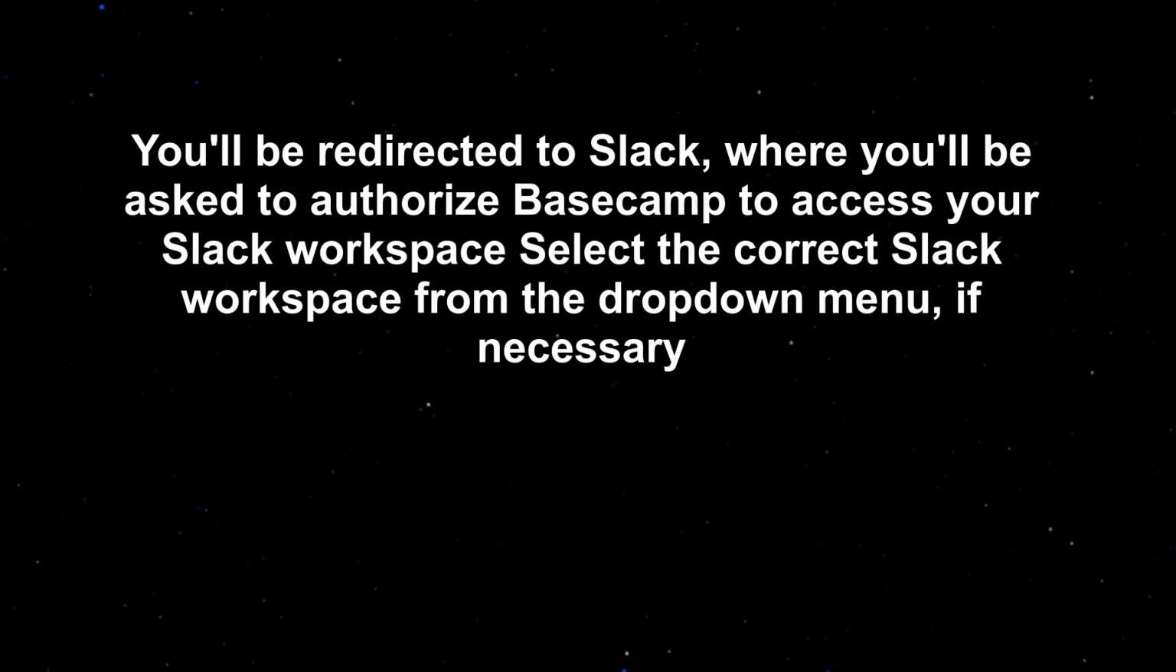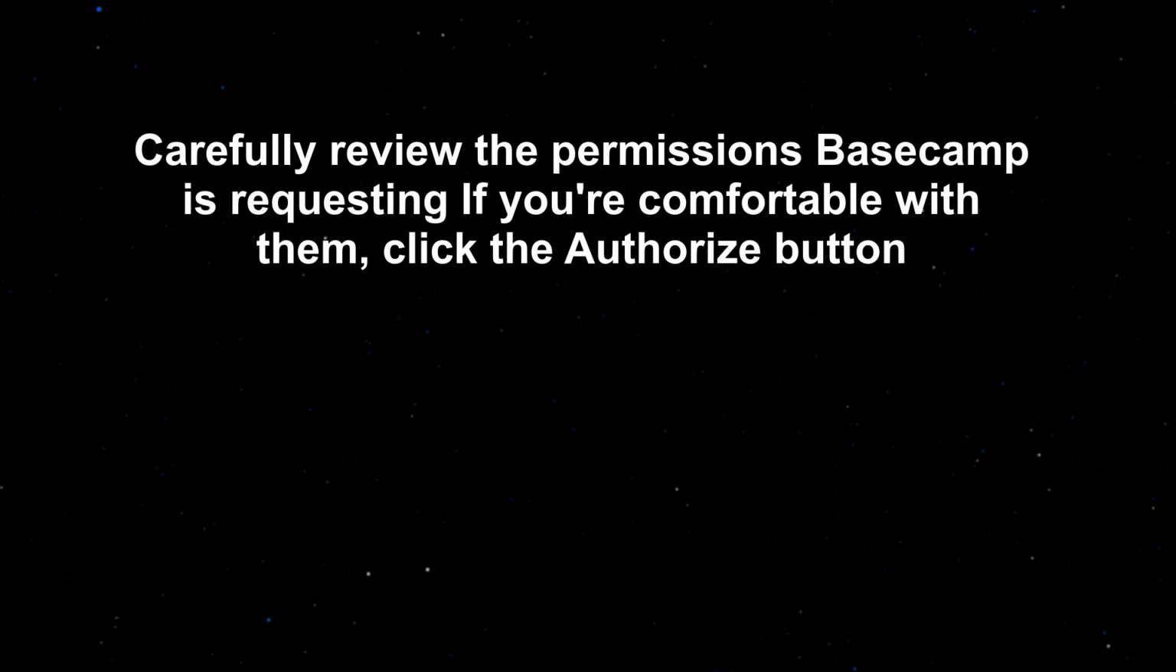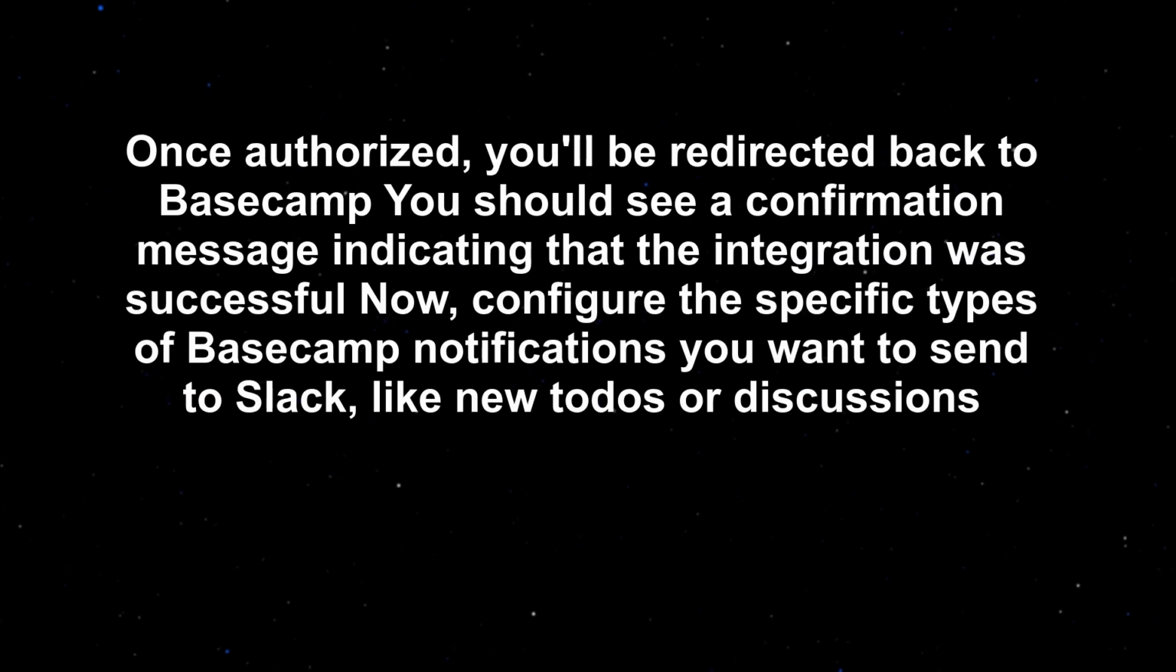To access your Slack workspace, select the correct Slack workspace from the drop-down menu. If necessary, carefully review the permissions Basecamp is requesting. If you're comfortable with them, click the Authorize button. Once authorized, you'll be redirected back to Basecamp. You should see a confirmation message indicating that the integration was successful.